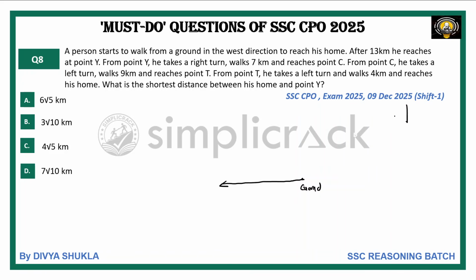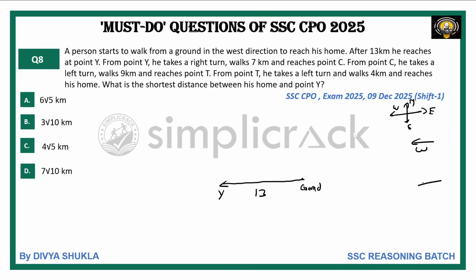I hope you understand that this is north, this is west, this is south, and this is east. So he is going in the west direction. After going 13 kilometers, he reaches a point Y. From point Y, he walks 7 kilometers after turning right.